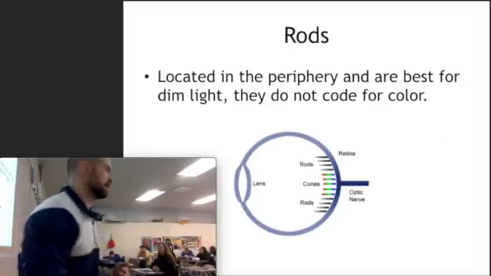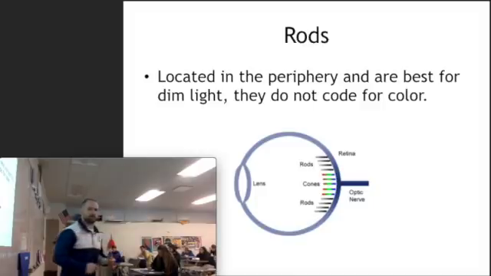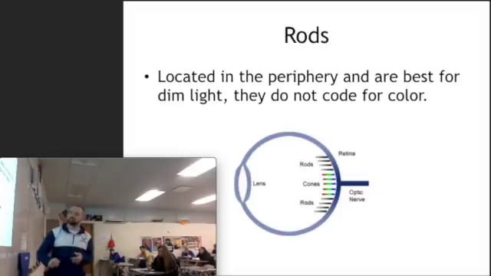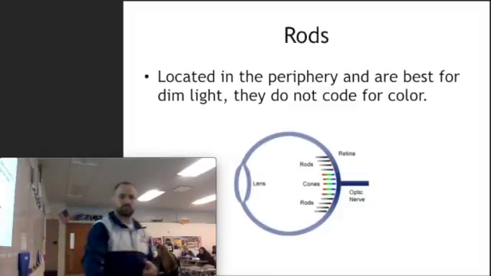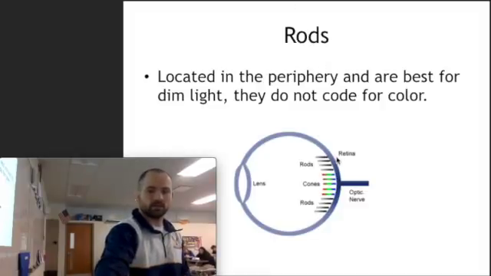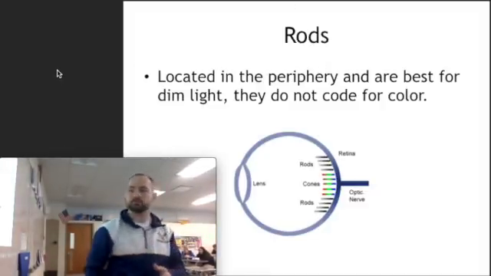Okay, and in that retina we will have rods and cones. Rods are going to be located on the periphery of the retina, right? So great image, located right here, the rods, right? We can see exactly where they're located.